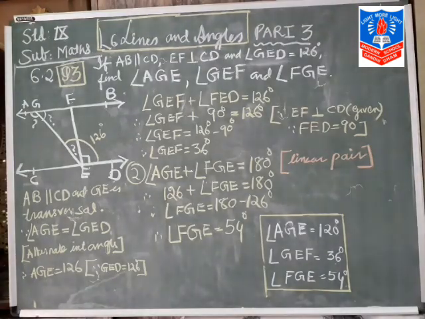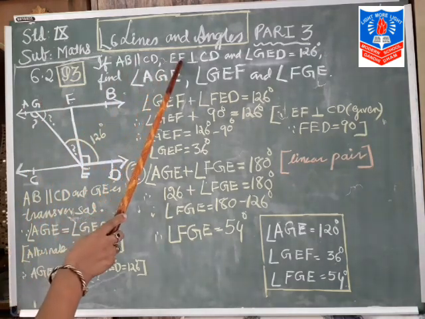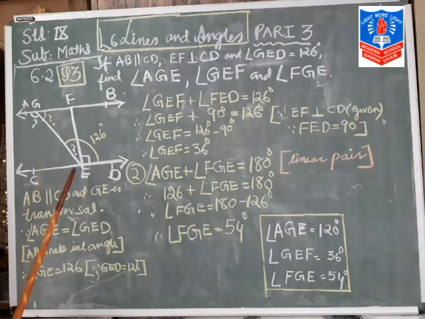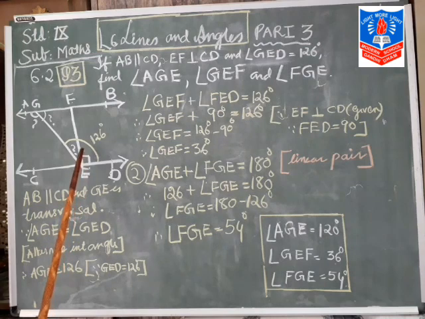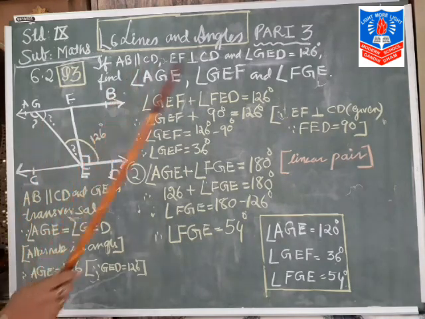Hello children, 6.2 question number 3. Children, geometry is very easy and scoring also. So I love it. Now the question is AB parallel to CD. Two lines are parallel. And in the question, EF is given, but FE is perpendicular to CD. Perpendicular to CD means this sign, and it is a compulsory 90.